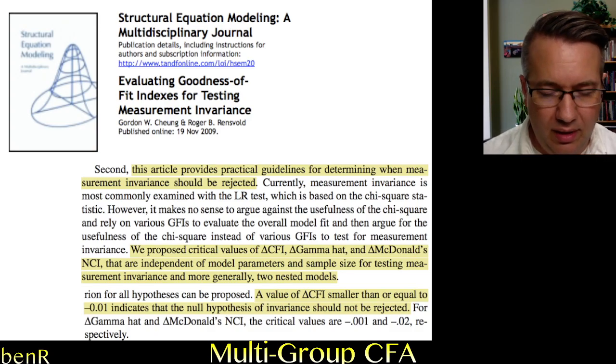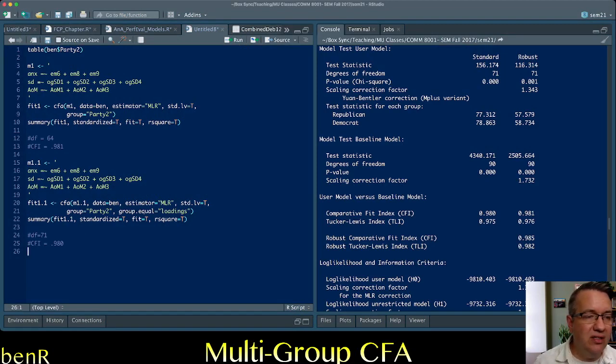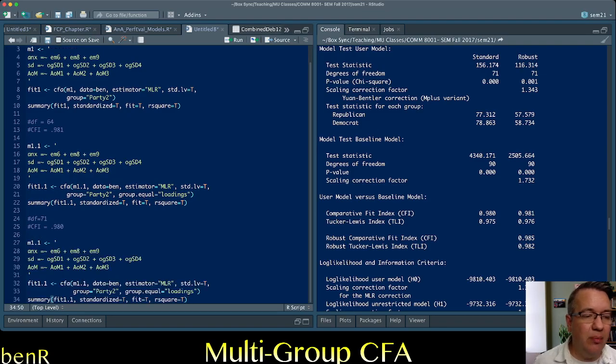What does that mean? That means that if this number went from 0.981 to 0.970, it would have gone down 0.011 points, which would have been a larger decrease in CFI than Chung and Rensvold say is appropriate. That would mean that we don't have equivalent loadings for Democrats and Republicans. In other words, it would mean that these measures aren't operating the same for Democrats and Republicans. We're functionally not measuring the same variable. But it only changed 1/1000th of a point, so that means we pass the loading invariance test.